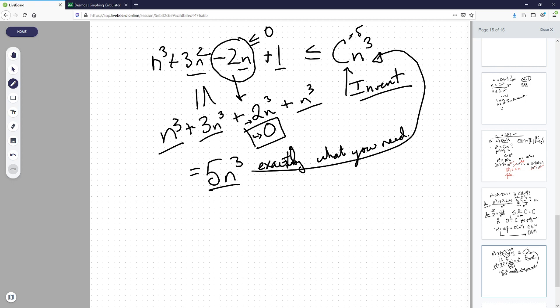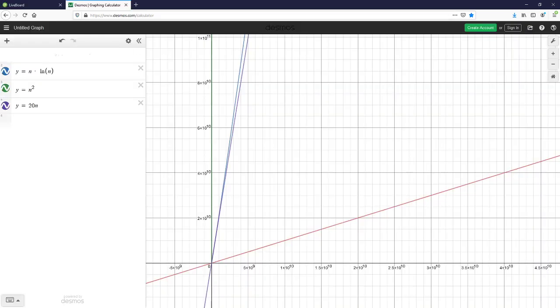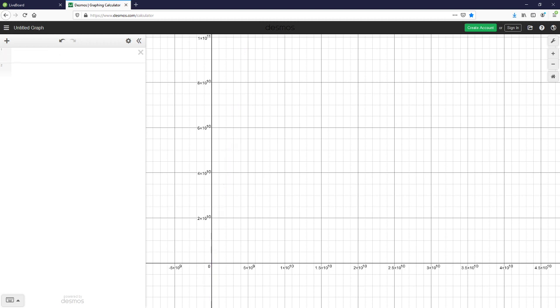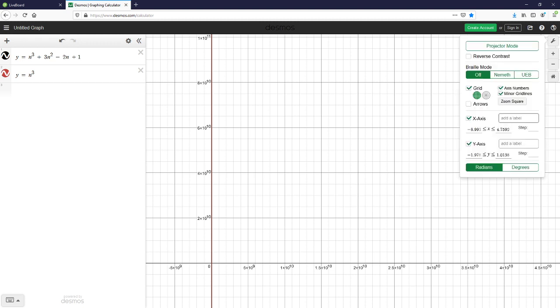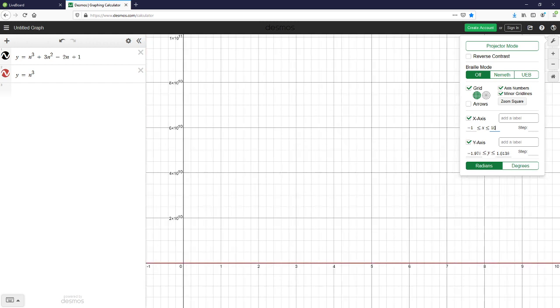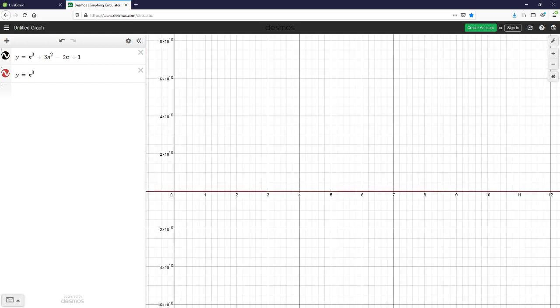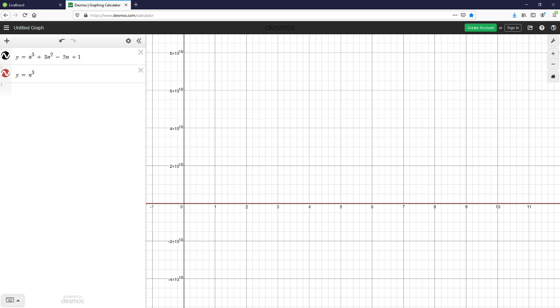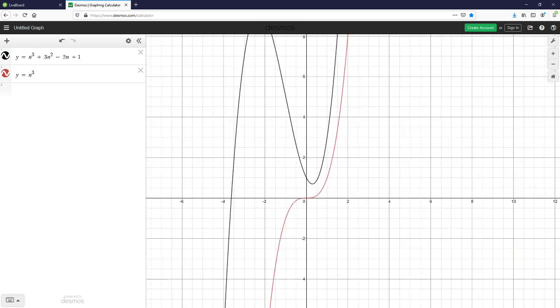So, okay. Let me show you what all this means graphically. Let me kill off all this stuff. So let's say that we have y is equal to n cubed plus 3n squared minus 2n plus 1. And then let me show you what we have is n cubed. Okay, let me reset the domain here. What's happening? Oh, right, the y-axis. There we go. Here we are.